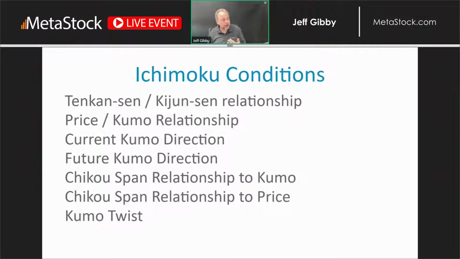So far, we've talked about the Tenkan and the Kijun and their relationship to each other. We've talked about the relationship of price and Kumo, the current Kumo direction, the future Kumo direction, the Chikou span and its relationship to price and Kumo. And then we've also talked about the Kumo twist. There are a lot of things you can look at where the Ichimoku can confirm itself and give you signals. And hopefully you've learned a little bit about the Ichimoku here.